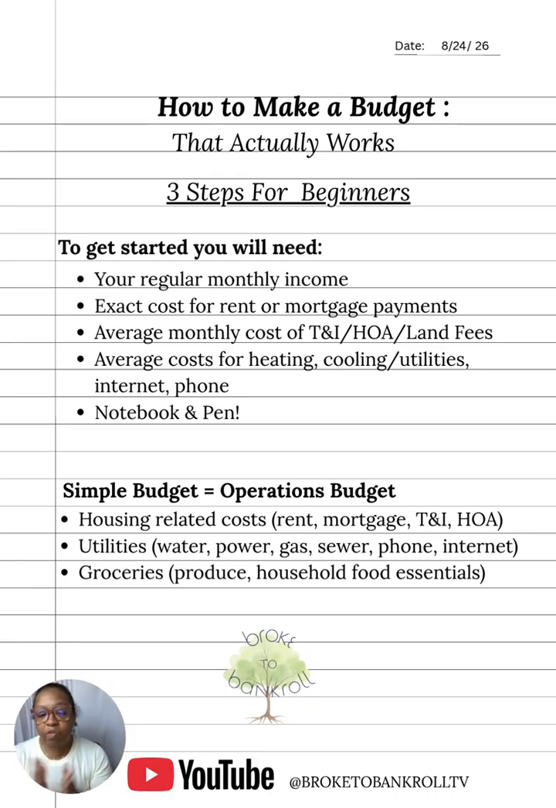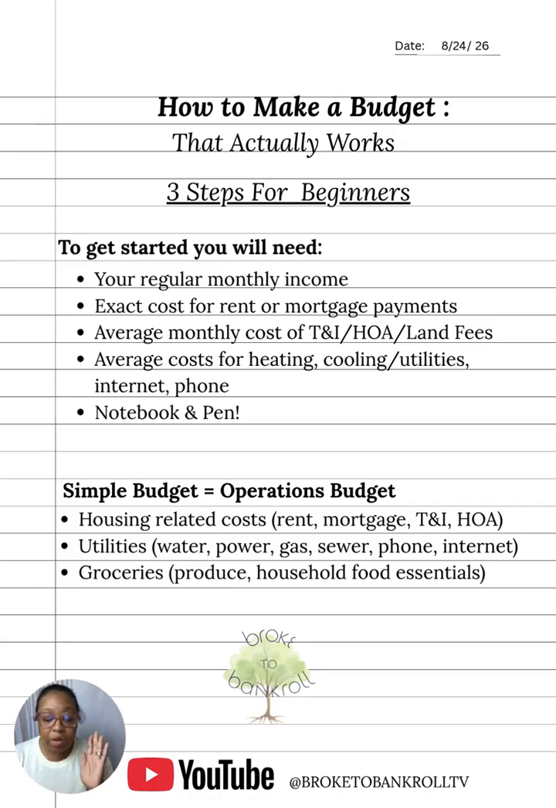And again, don't forget internet and phone. We are going to include that in this simple budget. And then if you've got your notebook and a pen, you are more than ready to go. So just a quick reminder that a simple budget is the same thing as an operations budget. And again, guys, we're just looking at the basics. Your housing related costs: rent, mortgage, taxes and insurance, utilities, groceries.